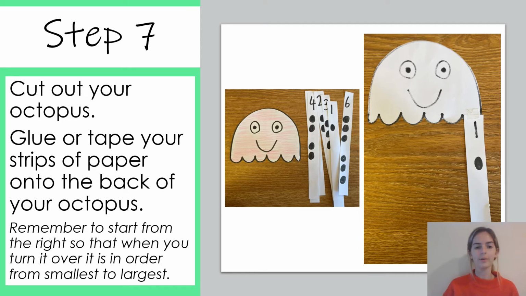Glue or tape your strips of paper onto the back of your octopus. Now remember to start from the right so that when you turn it over, it is in the order from smallest to largest. So just like I have here, you can see I've turned it over and then I've started over here on the right hand side.